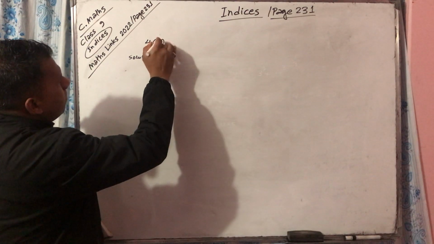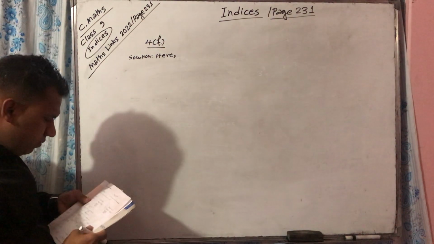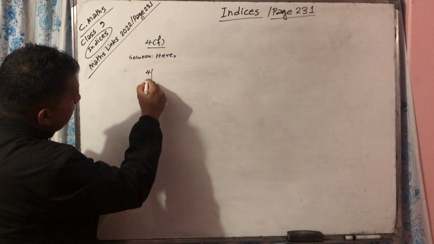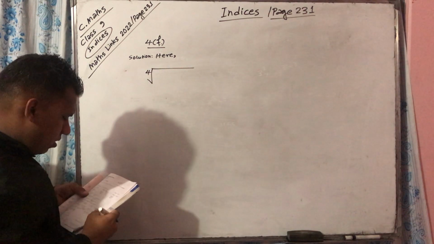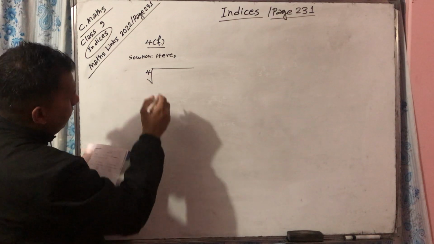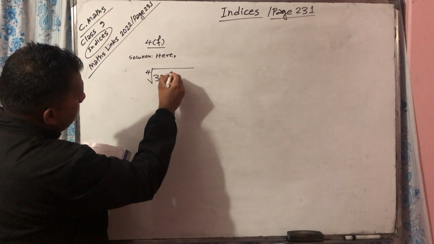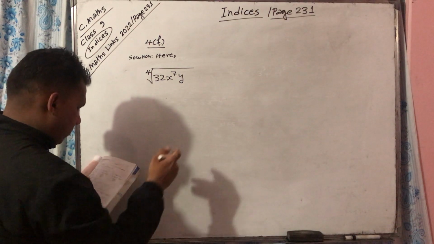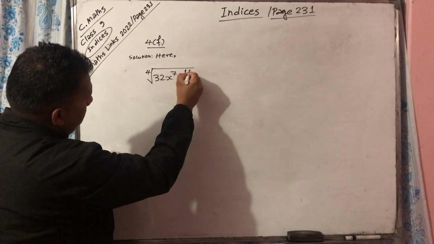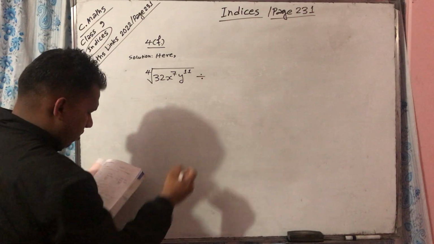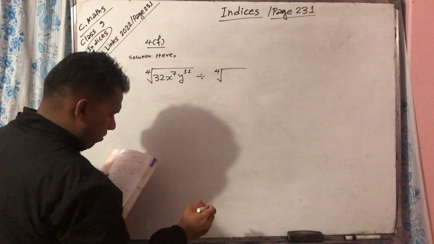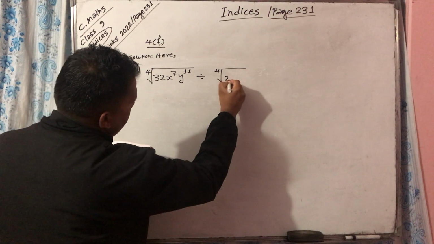Here we have fourth root of 32 x to the power 7 y to the power 11, divided by fourth root of 2x cube y to the power 7.